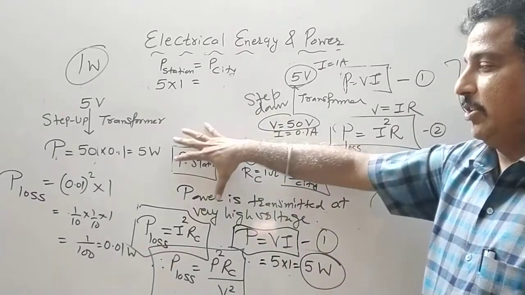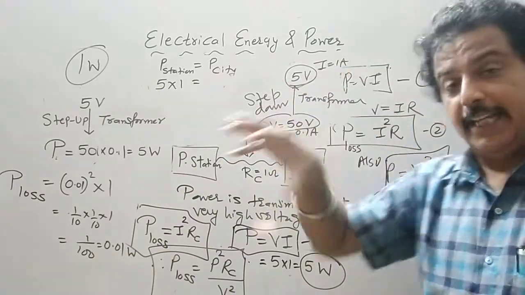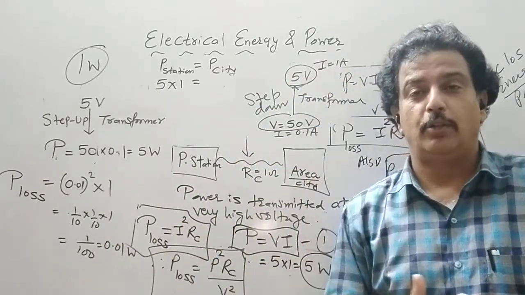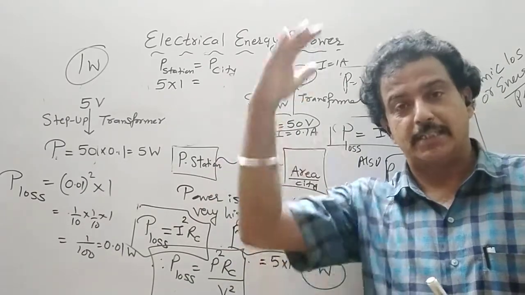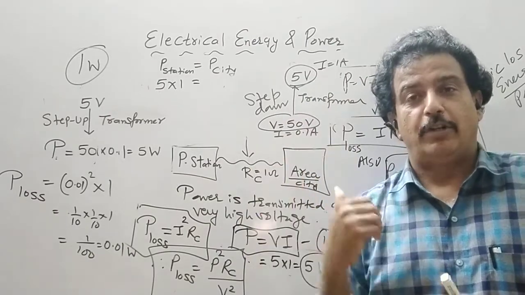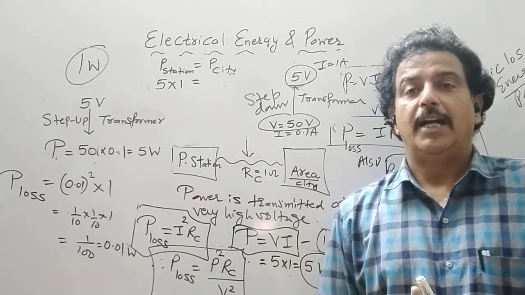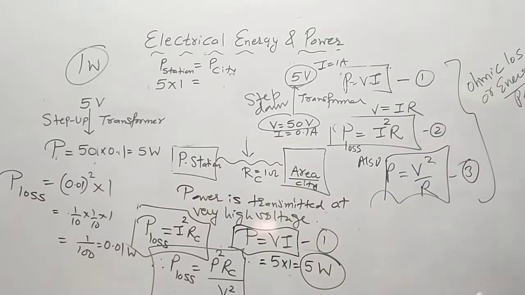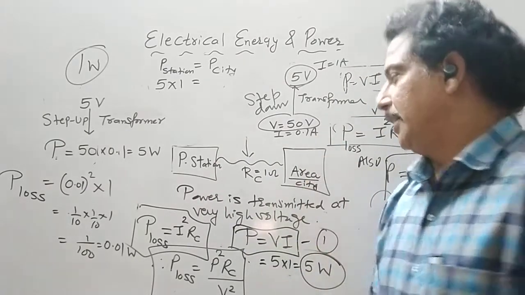So at the power station generally we have a step-up transformer. In your area or in your surroundings you will see large transformers. Those transformers are step-down, because the potential difference across the cable wire is very high, and the current flowing through that cable wire is very low. So try to understand this concept.